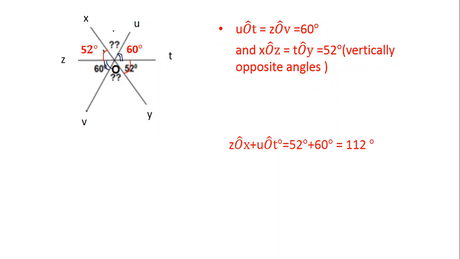Now I want to find the measure of this angle. Look here, I have a straight angle. These are supplementary angles. This is the first one, this is the second one, and this is the third one. They are forming supplementary angles, and I know that the supplementary angles are of measure 180 degrees. They form a straight angle.